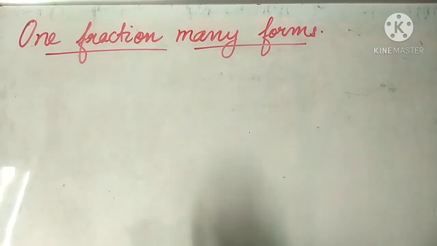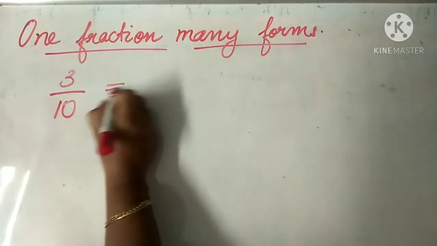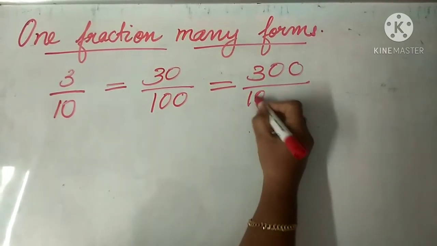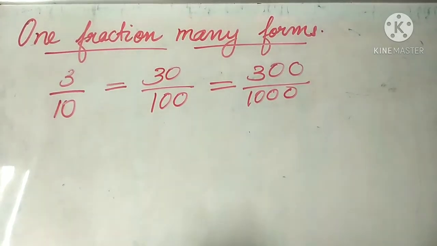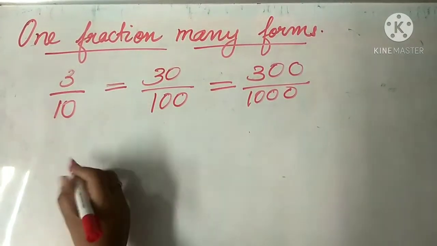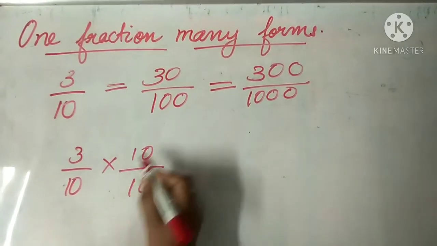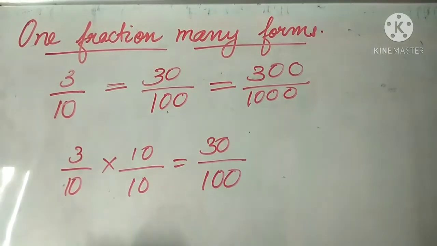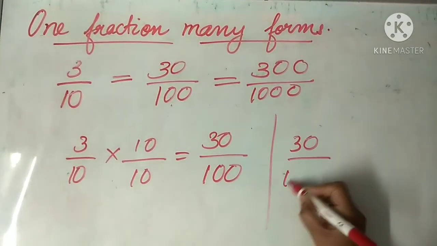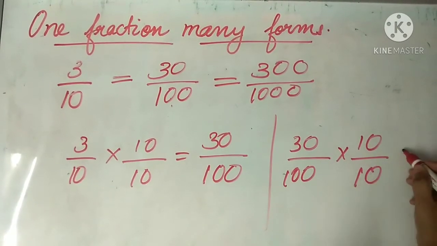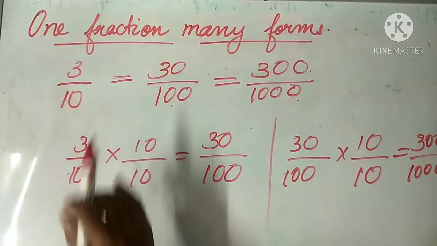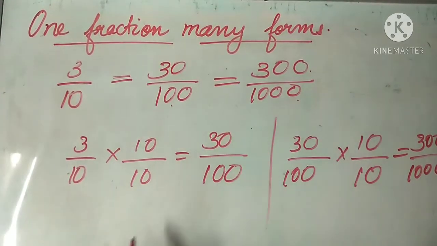Next topic, one fraction, many forms. For example, 3 by 10 is equal to 30 by 100. That is equal to 300 by 1000. All these are equivalent fractions. We have already learned equivalent fractions in the chapter of fraction. 3 by 10, I multiplied both the numerator and denominator with 10. So we get 30 by 100. If again I multiply this 30 by 100 with 10, both the numerator and denominator, I get 300 by 1000. So all these are one fraction in many forms. The same fraction we can write in many forms.